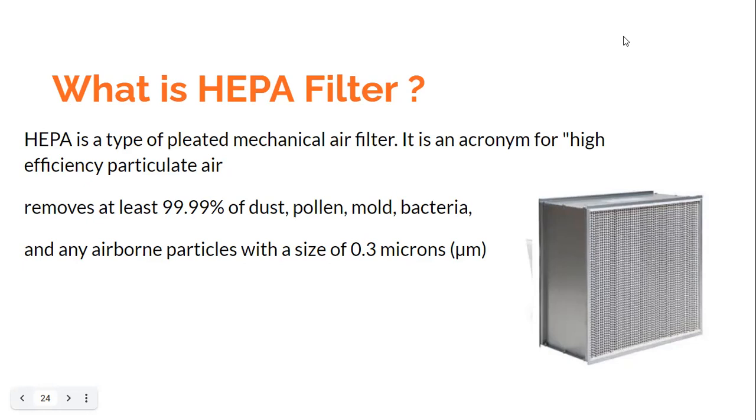So this is the particle size which the HEPA filters can take care of. That is, it can filter and remove at least 99.99% of the dust, pollen, mold, bacteria, and any airborne particles with a size of 0.3 microns. Okay, that is micrometers. So this is HEPA filters, and it is a pleated mechanical air filter. Construction wise, it is a pleated type variety.